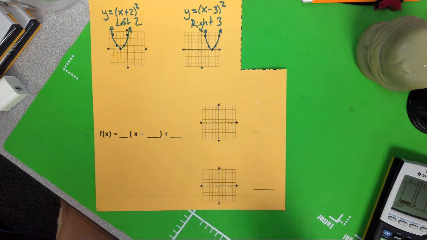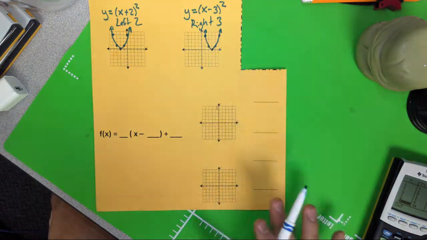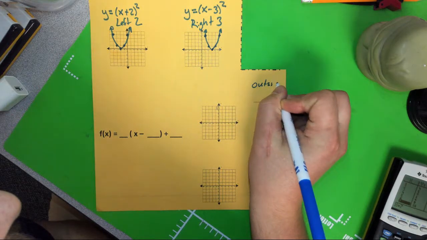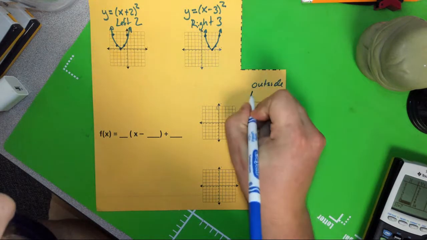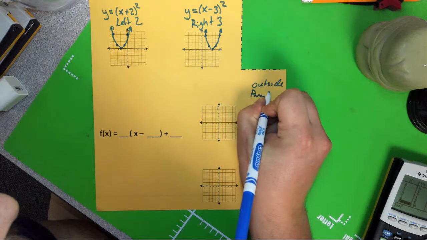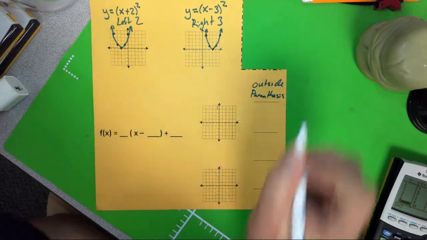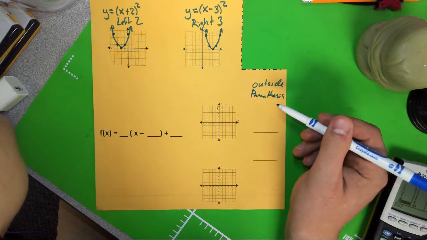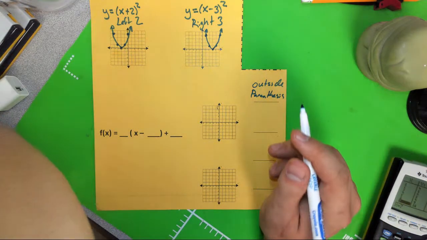So right here, let's do our acronym first. We've got O, which stands for outside parentheses. This is just like what we did with lines. We only went up and down, and that was always outside the parentheses. Okay, so outside the parentheses.